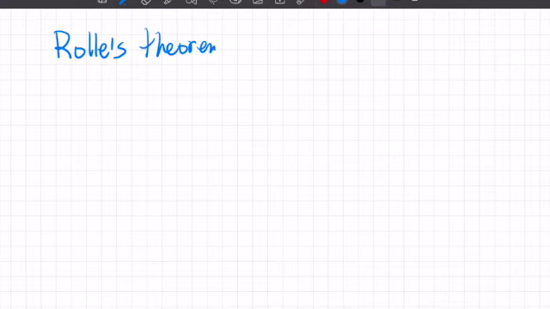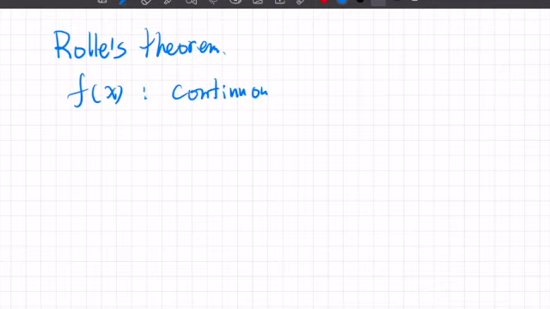The next theorem is called Rolle's theorem, which states this. Let f of x be a continuous function on this closed interval between a and b. And also assume that this is differentiable.